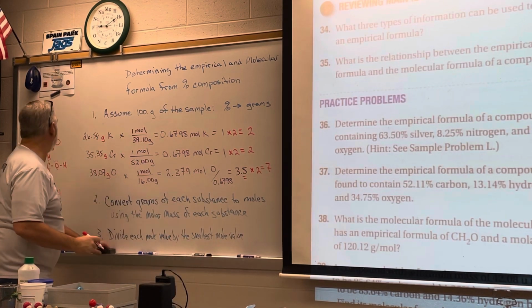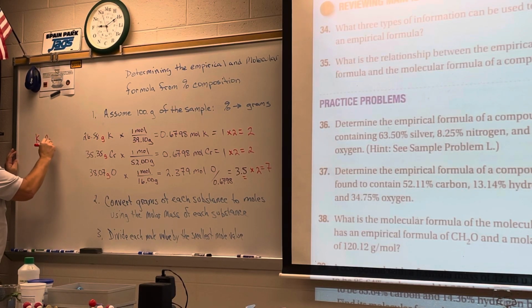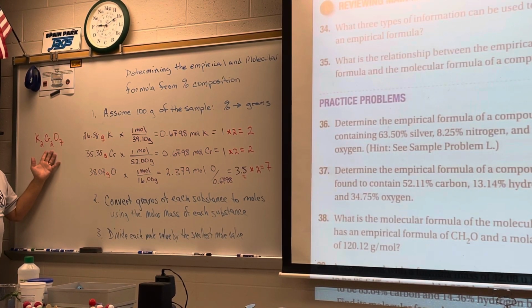Not every empirical formula is going to have a 1 in it as a subscript. So the formula of this compound is going to be K2Cr2O7. It's a 2 to 2 to 7. That's still the empirical formula. That's still the simplest ratio. Okay?